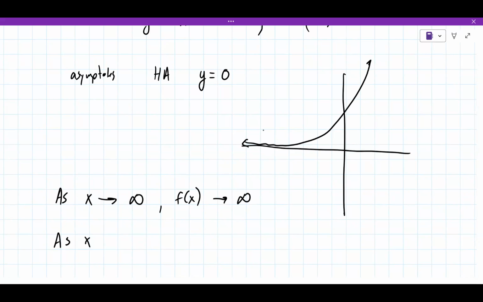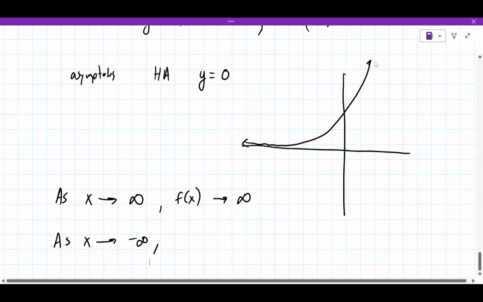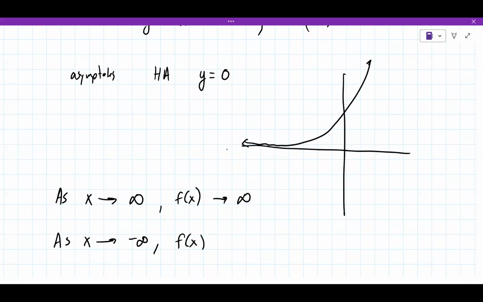Then we go the other direction. We say, okay, what if we go to negative infinity? What if we go to the left? What if the graph goes to the left? And it's becoming 0. f of x becomes 0. You got it.